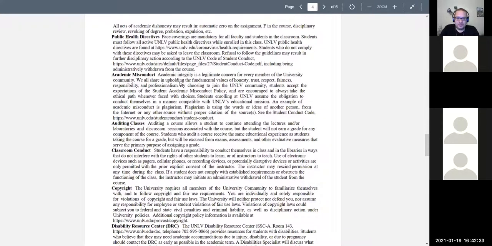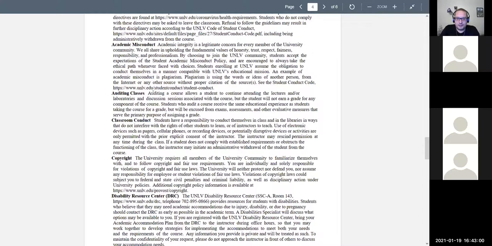Academic misconduct. Again, we share in upholding the fundamental values of honesty, trust, respect, fairness, responsibility, and professionalism. So if there is any academic misconduct, which is plagiarizing or cheating, then we'll go through the academic conduct process there.